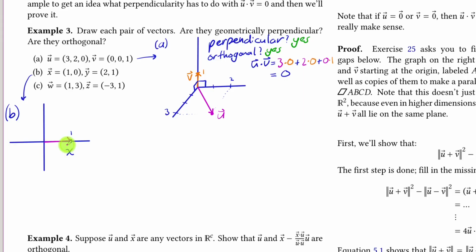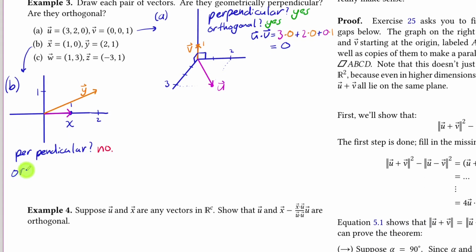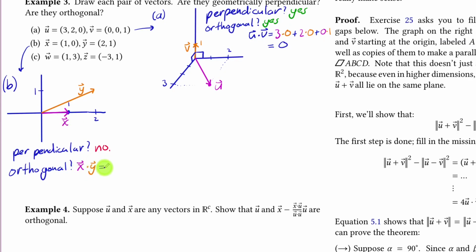So there's the vector x at 1, 0, and the vector y is going to be at 2, 1. And does this look like a 90-degree angle here? No, it does not. So they're not perpendicular. Are they orthogonal? Well, if we do their dot product, we get 1 times 2 plus 0 times 1, which comes out to be 2 and is not 0. So they are neither perpendicular nor orthogonal.